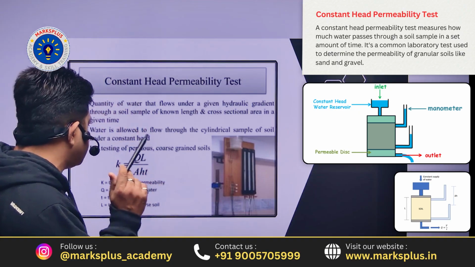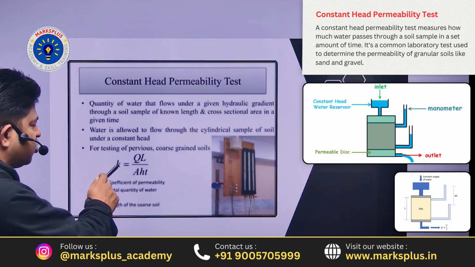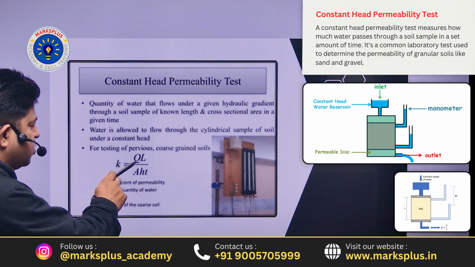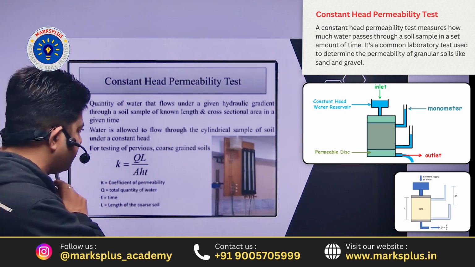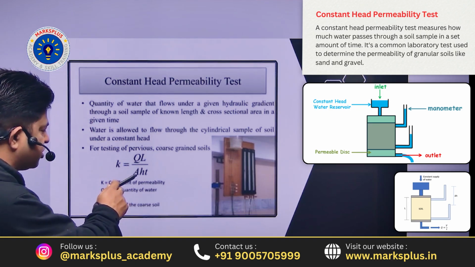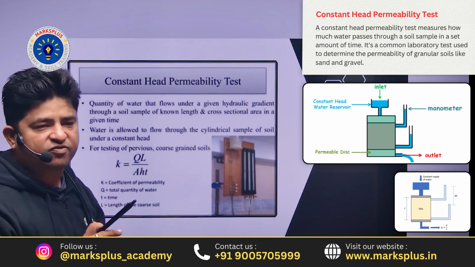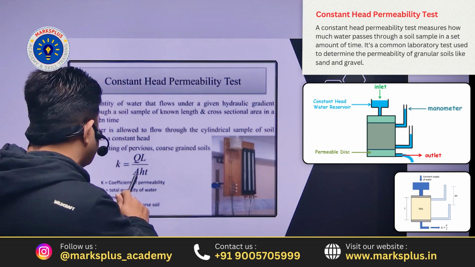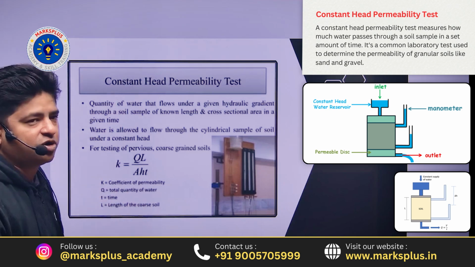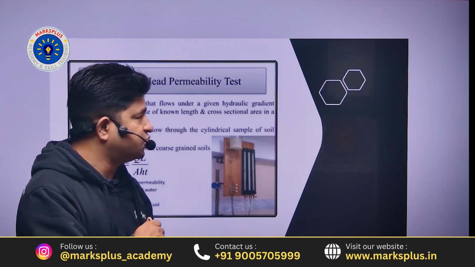And how will we measure the permeability? The coefficient of permeability is given by QL upon AHT, where Q is the total discharge through the soil sample, L is the length of the soil sample, A is the total area of cross-section, and H is the total head of the water, which will remain constant throughout the test, and small t is the time taken by the water to flow through that particular soil sample.